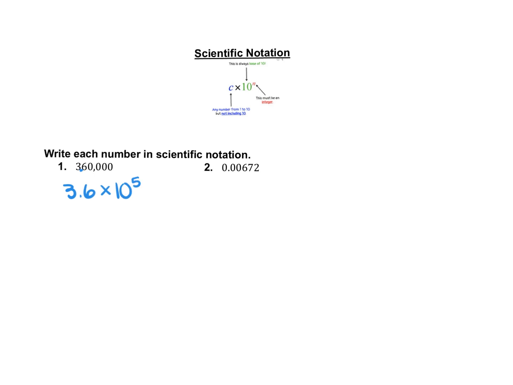The other thing you could do is say, okay, well, I put my decimal right here, and how many places is it going to take to put it back? And it's 1, 2, 3, 4, 5. So 3.6 times 10 to the 5th power is your answer.